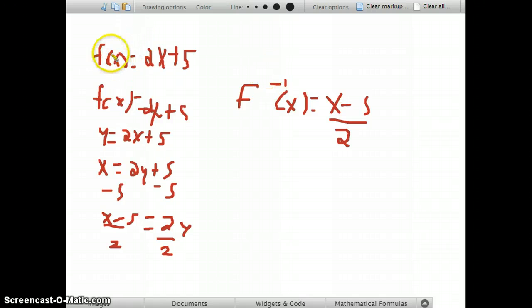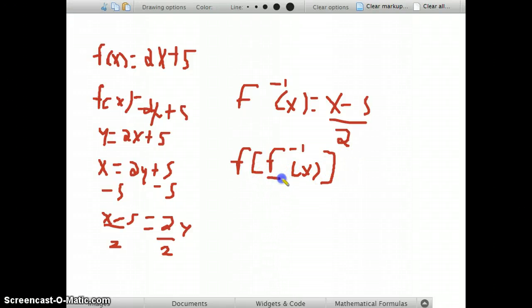But from there, what I can do is I can also prove that they are inverses, because the relationship between the original function and the inverse is that the inverse undoes the original function. So by doing this, I will do f of f negative 1 of x. Now you don't have to use brackets. The simple notation is parentheses, but I use brackets just to make it easier.